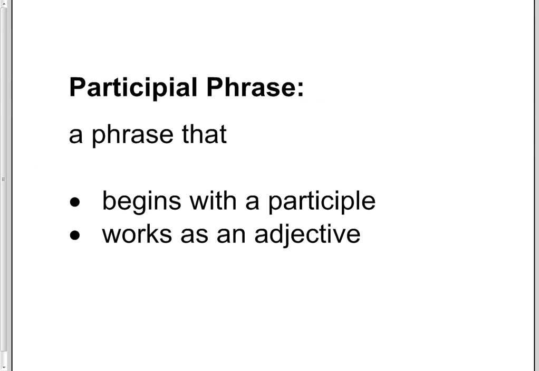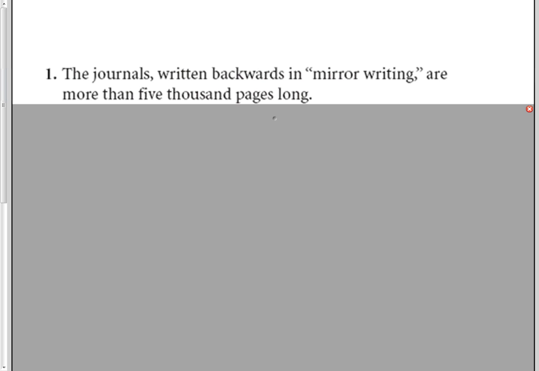So, a participial phrase is a phrase that begins with a participle and works as an adjective. The journals, written backwards in mirror writing, are more than 5,000 pages long. My main verb here is are. Am, is, are, was, were. That's my main verb. So my participial phrase is written backwards in mirror writing. Notice it begins with a participle. This doesn't end in ed or ing; instead it ends with en, and that's an irregular form, but it's still a participle. So this whole thing is a participial phrase describing the journals.